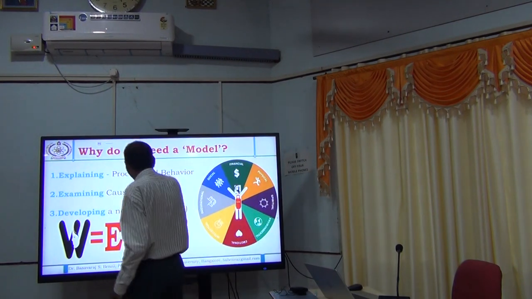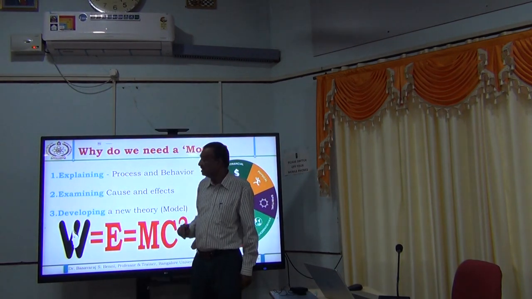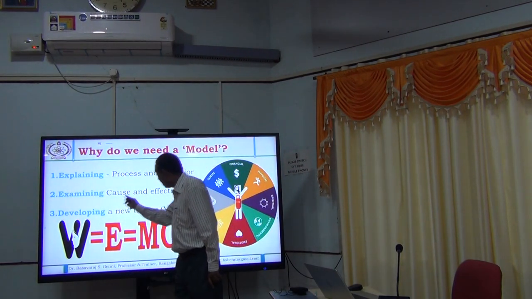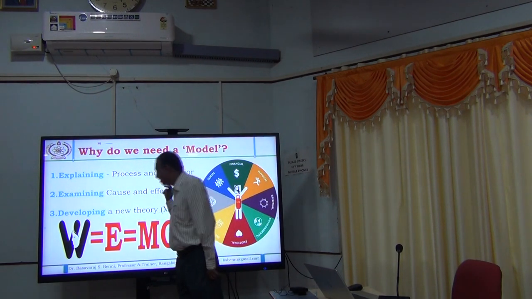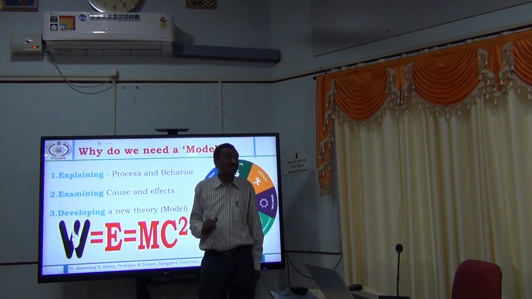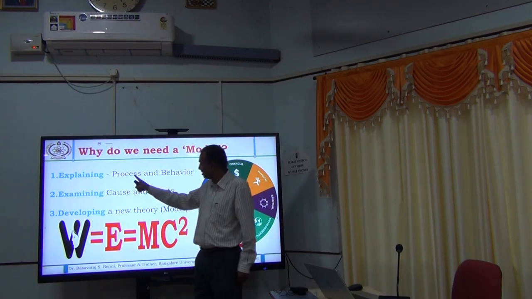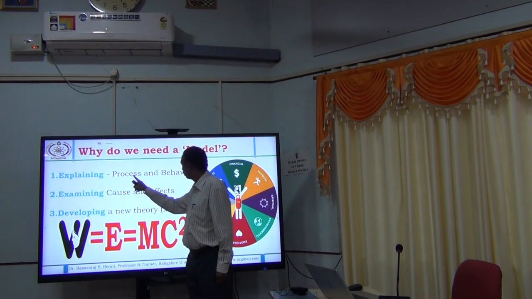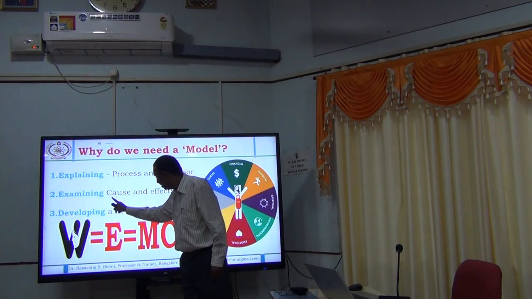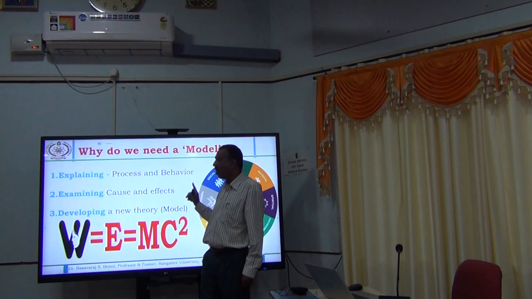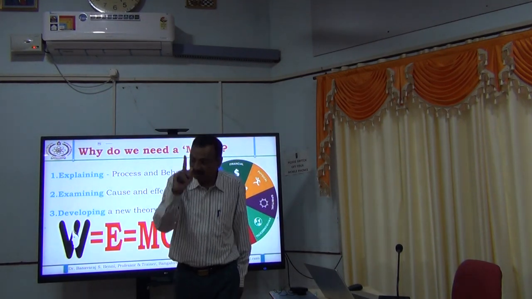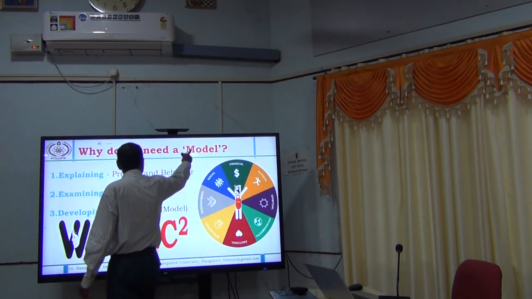Okay, process and behavior, first one. Second, examining cause and effect, to understand and explain. Third, developing a new theory or a new model. For those three purposes we need a model.